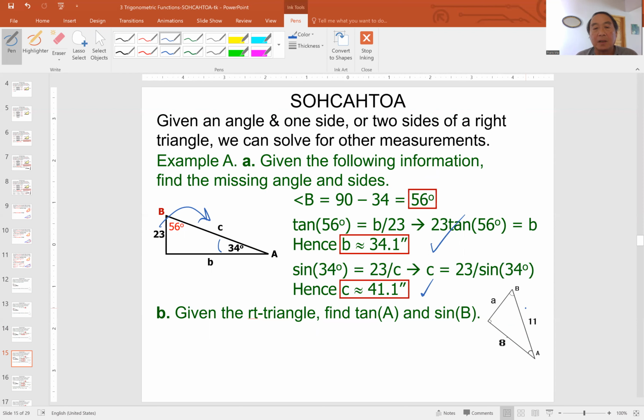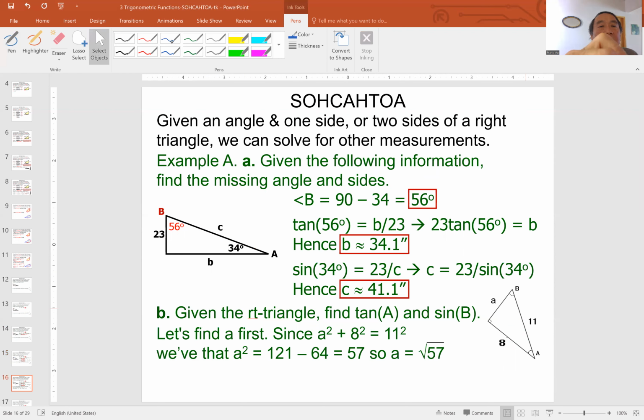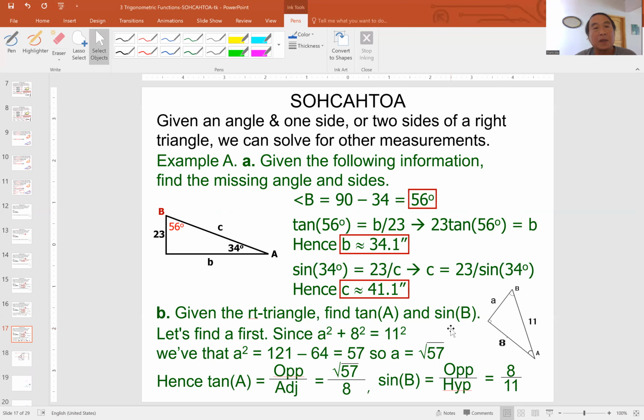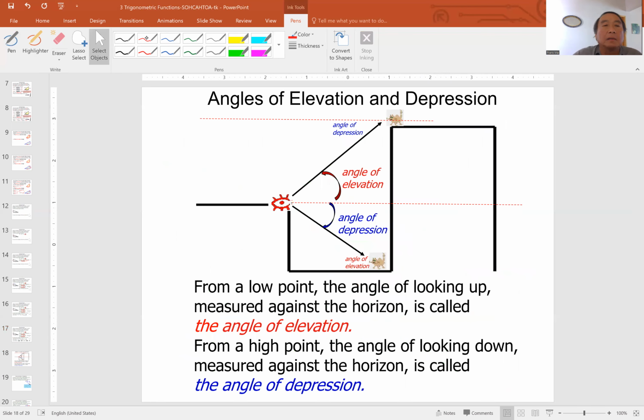And here in part B, I have two sides of a right triangle. The first thing you can do is find out what A is using the Pythagorean theorem. Then A is root 57. Then I can extract all the others, the values of sine and cosine. Okay, and so here they are.